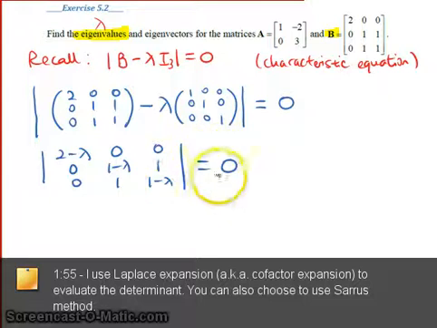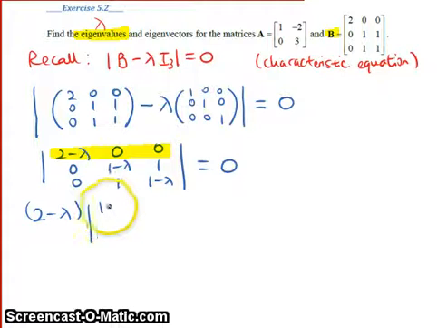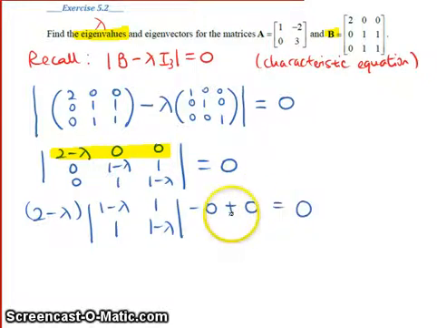I'm going to use cofactor expansion or Laplace expansion. I'm going to use the first row as my reference of expansion. So I have 2 minus lambda. Take away the row, take away the column. I have 1 minus lambda followed by 1, followed by 1 and 1 minus lambda. And since this is 0 and this is again 0, there's nothing for me to write after this. So let me just simplify this part.